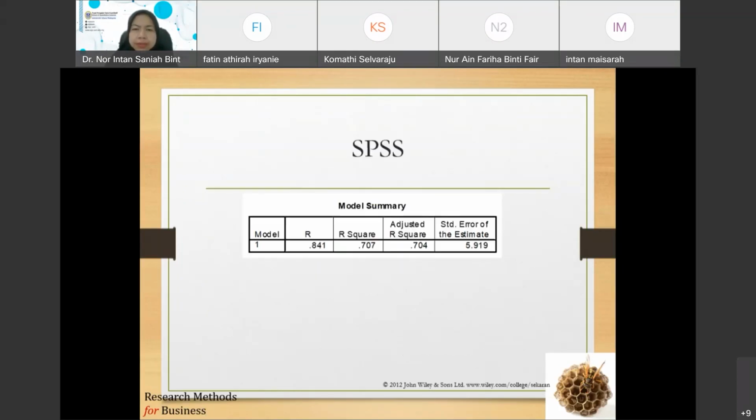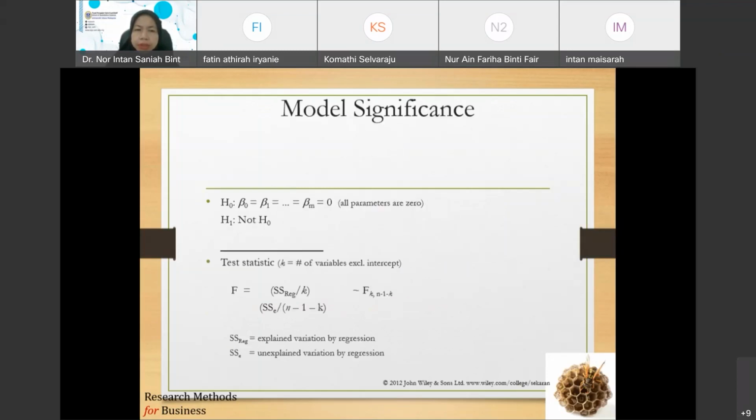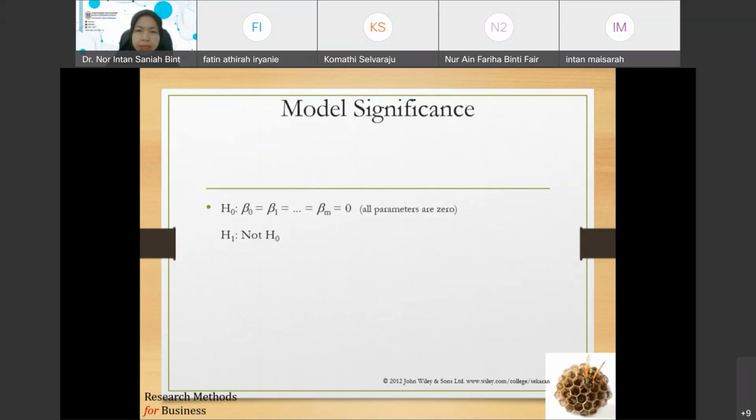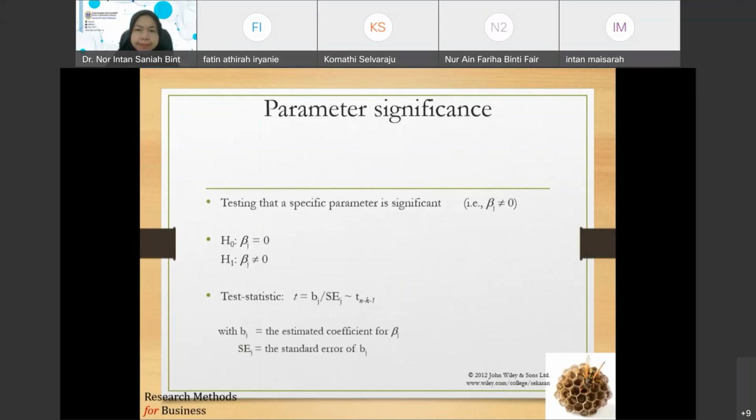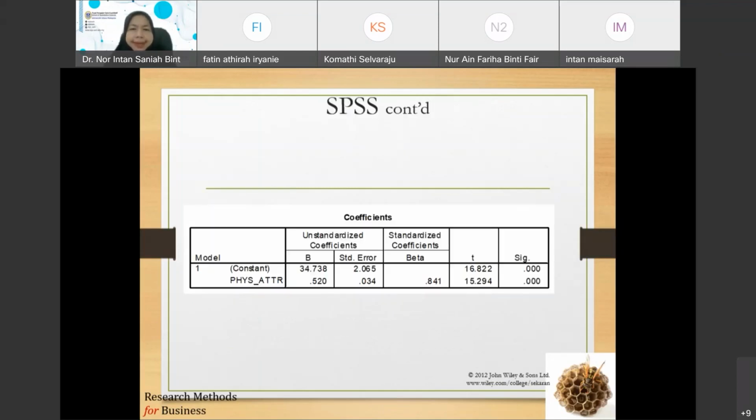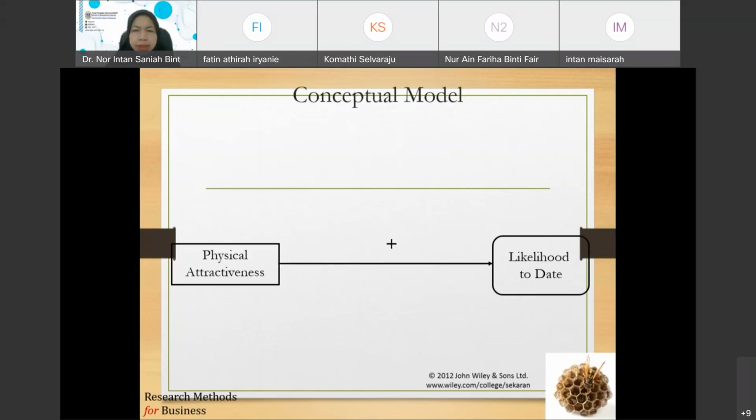So R square, so likelihood to date. Okay, this is regarding the data. Okay, the significance. So you can see here H1, not H0 now. So at the end, parameter significance and so the result. Okay, so let's say the conceptual model. So we want to respond back with the conceptual model that we are using from this example. Okay, physical attractiveness, likelihood to date.